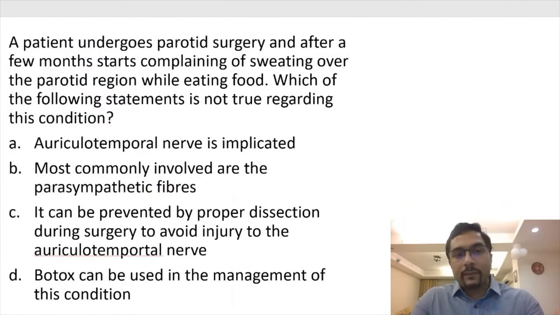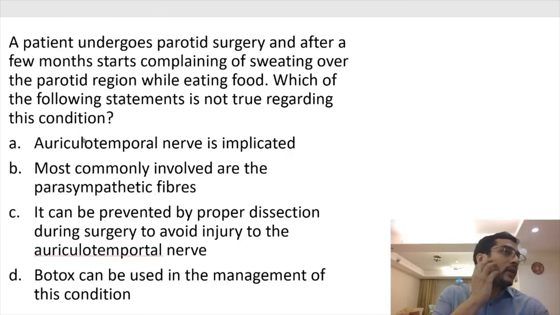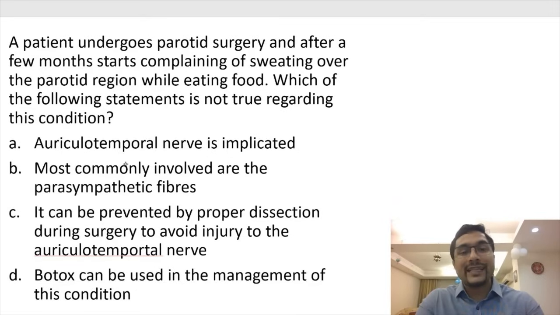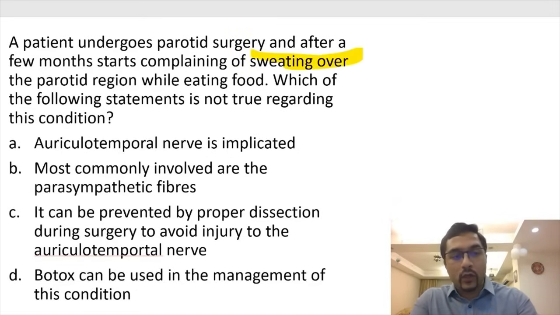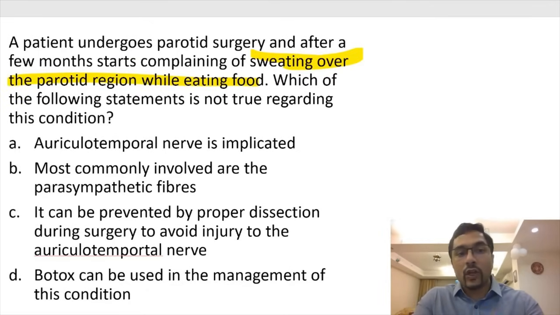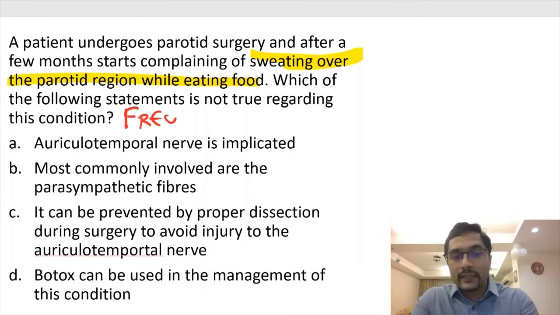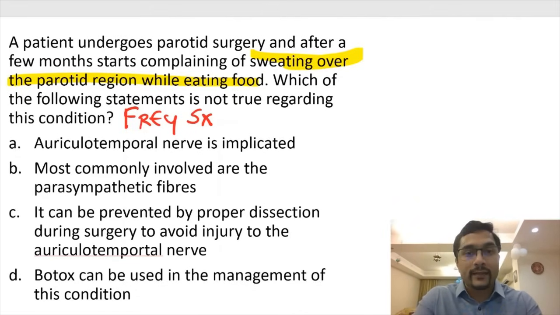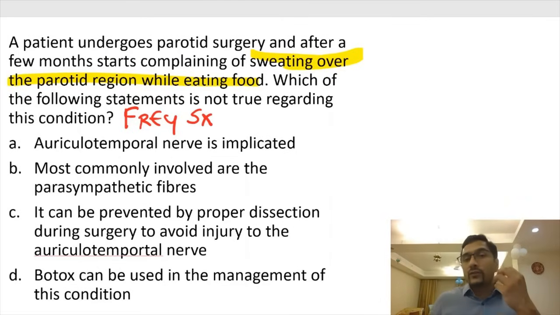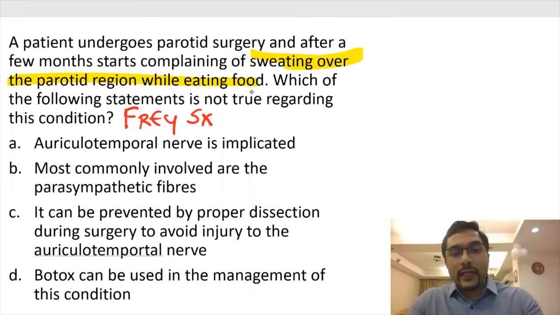The next question is that a patient undergoes parotid surgery and after a few months, the patient starts complaining of sweating over the parotid region while eating food, right? Which of the following statements is not true regarding this condition? First of all, you need to know what condition we are talking about. This is known as Frey's syndrome, asked many times in the exam. Frey's syndrome or gustatory sweating, right? That means when the patient eats food, there will be sweating over the region of the parotid. And we have to find out the false statement here.